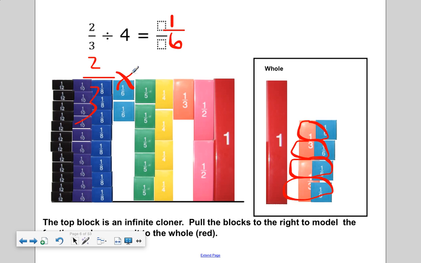What's the reciprocal of 4? 1/4. Because how can you rewrite 4 in fraction form? You put a 1 underneath it. So you get 2/12, which simplifies to 1/6. And that's the same answer through the pictorial model and through multiply by its reciprocal.